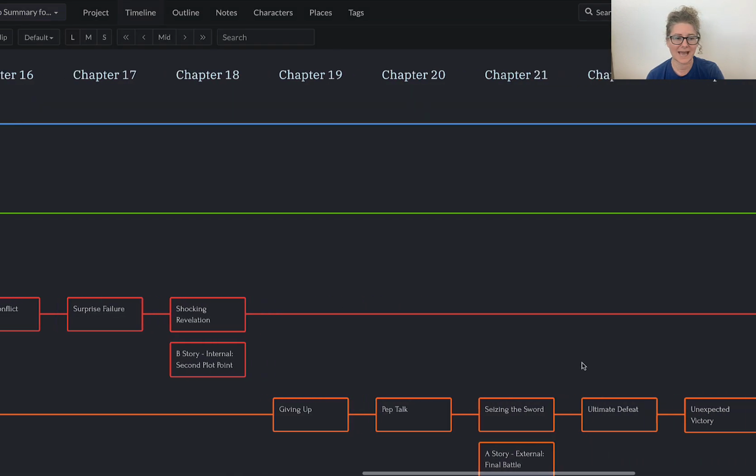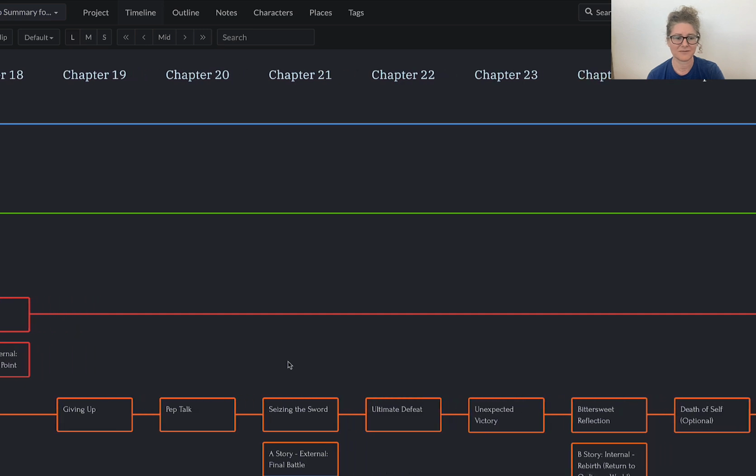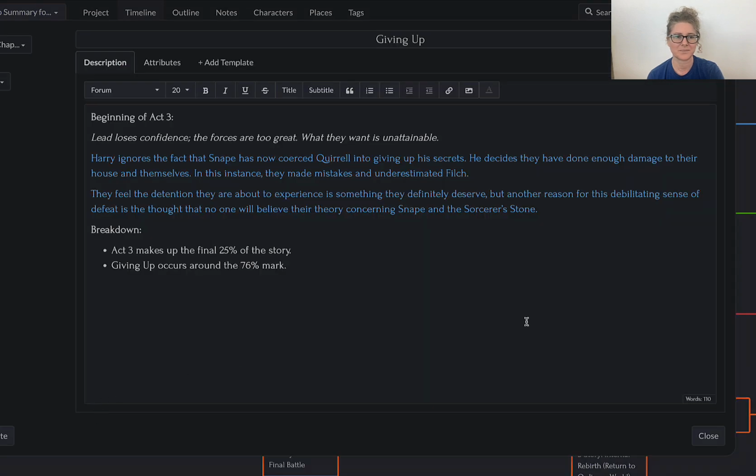Now we are in Act 3, Defeat and Victory: giving up. The lead loses confidence. The forces are too great. What they want is unattainable. Harry ignores the fact that Snape has now coerced Quirrell into giving up his secrets. He decides they have done enough damage to their house and themselves. In this instance, they made mistakes and underestimated Filch.